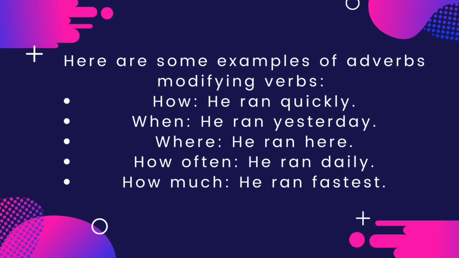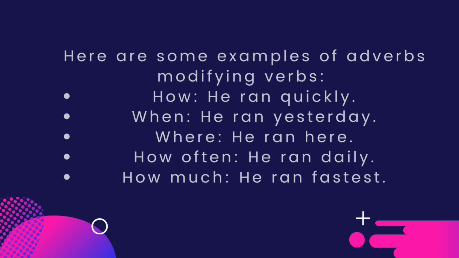Here are some examples of adverbs modifying verbs. How? He ran quickly. When? He ran yesterday. Where? He ran here. How often? He ran daily. How much? He ran fastest.